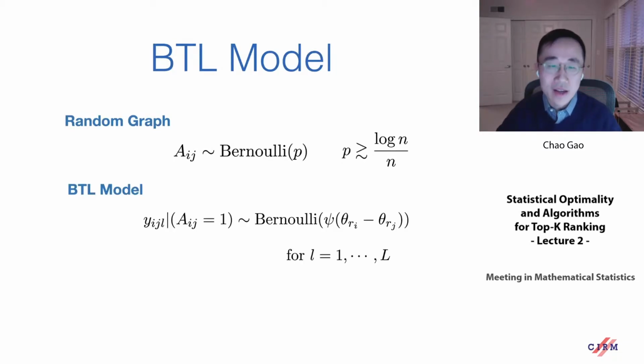So as long as A_ij equals one, we then observe the comparison result between I and J as Y sub IJL. So here we have capital L independent games played between player I and J, and the result is modeled by a Bernoulli distribution with a mean parameter determined by the difference of the two skills.